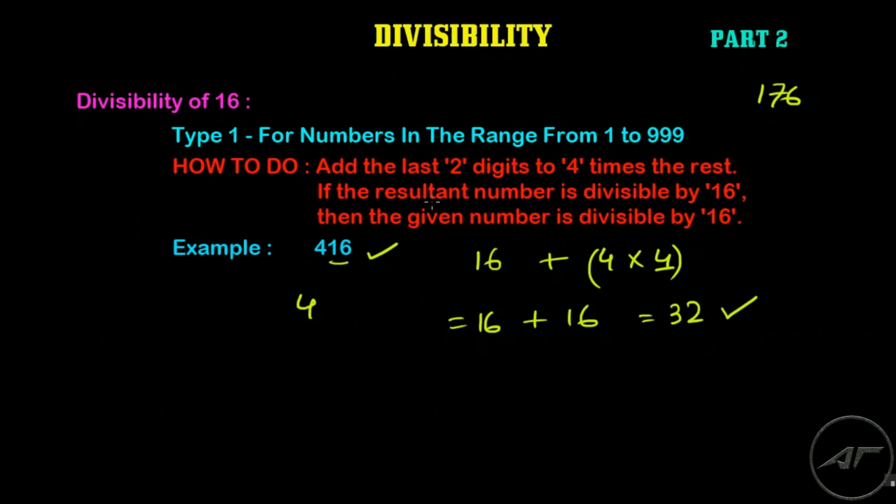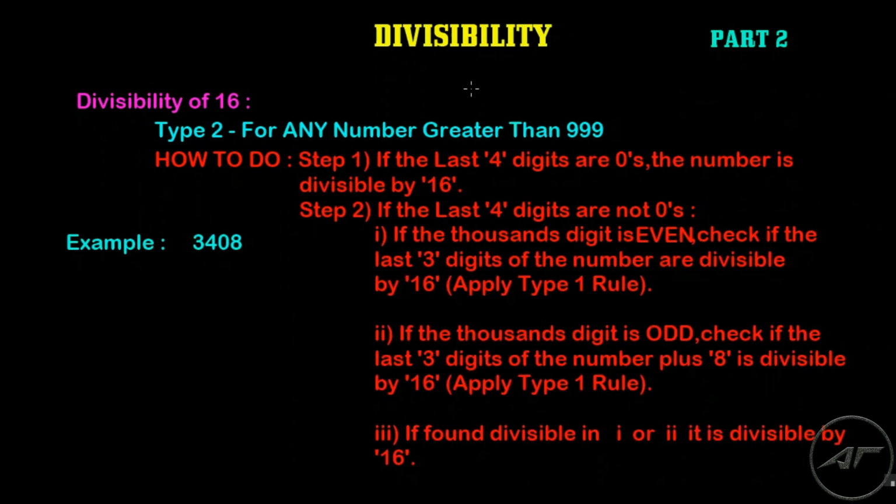So the only step is add the last 2 digits to 4 times the rest of the part of the number. If the resultant number is divisible by 16, then the entire number is divisible by 16. Now let's check out type 2, which gives us the ability to check for numbers greater than 999.